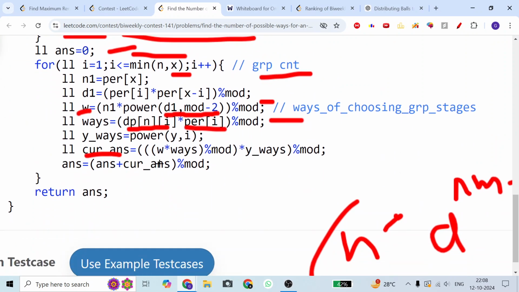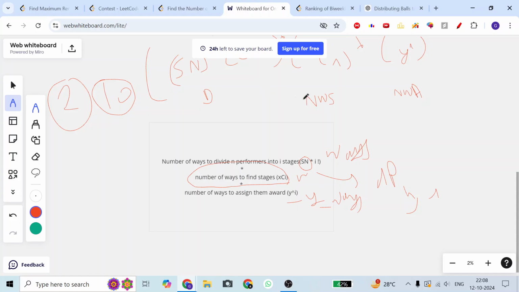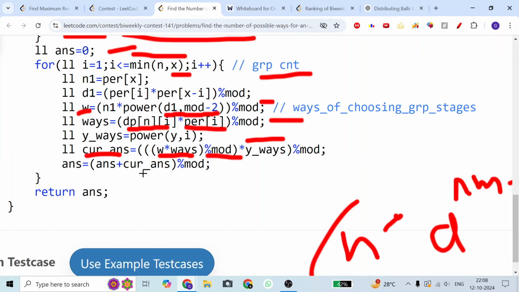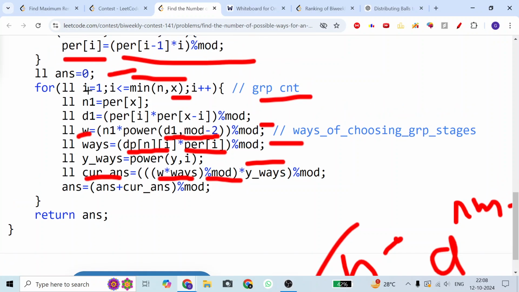Now what is my current answer? w into ways, and I take modulo to be safe from integer limit exceeded. Then I multiply with y ways. So I am multiplying all these three, and after multiplying them I get the answer for dividing n performers into i groups. I add this to my answer and take mod. At last I simply return my answer.